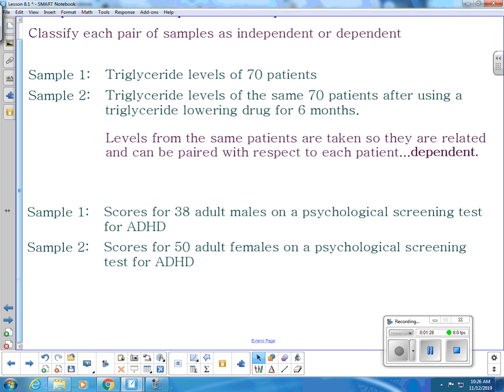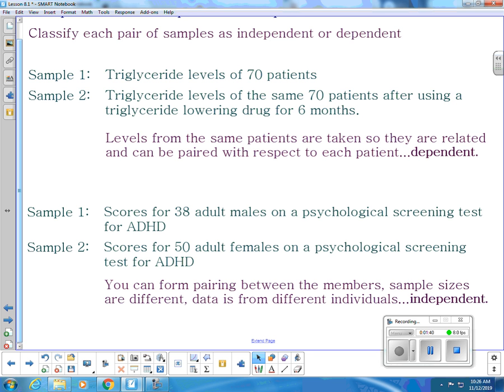Scores for 38 adult males on a psychological screening for ADHD. Scores of 50 adult females, psychological screening for ADHD. So even though the testing is the same, they're independent because they're 2 different groups. There's no way you can pair these up. I mean, they're 2 different sample sizes even, right? Easy enough. That's not real complicated. So we have a test on that alone.